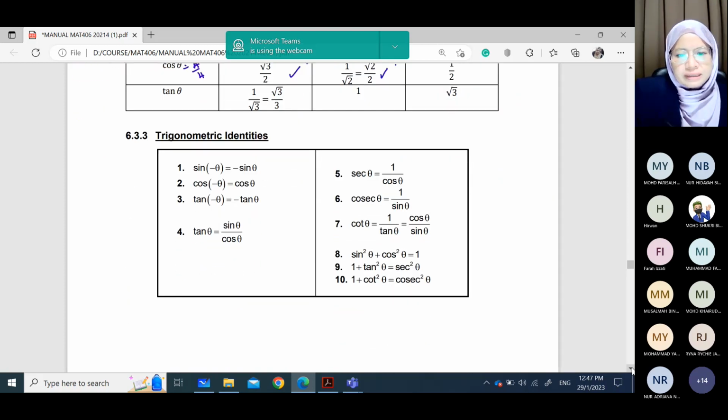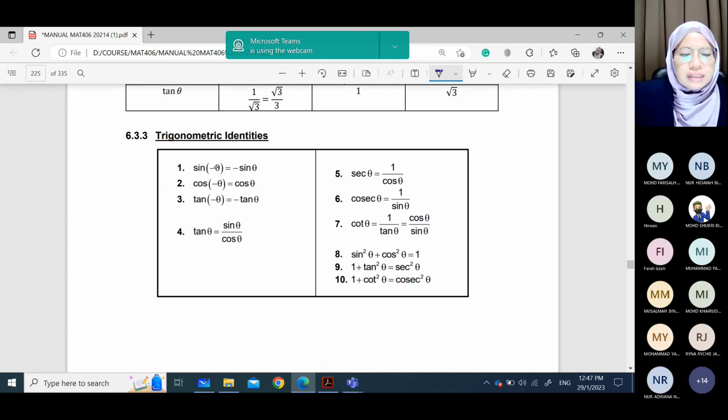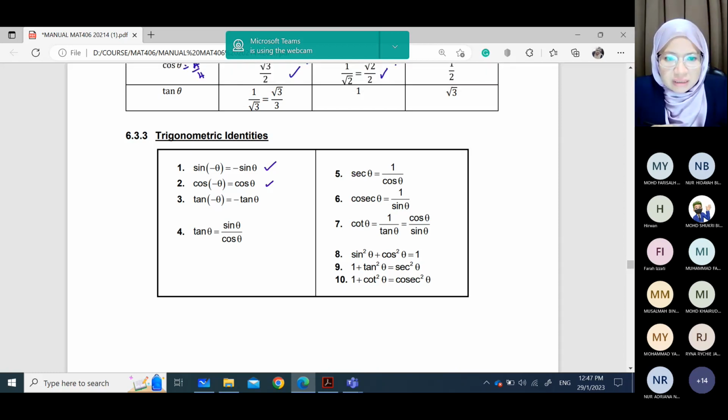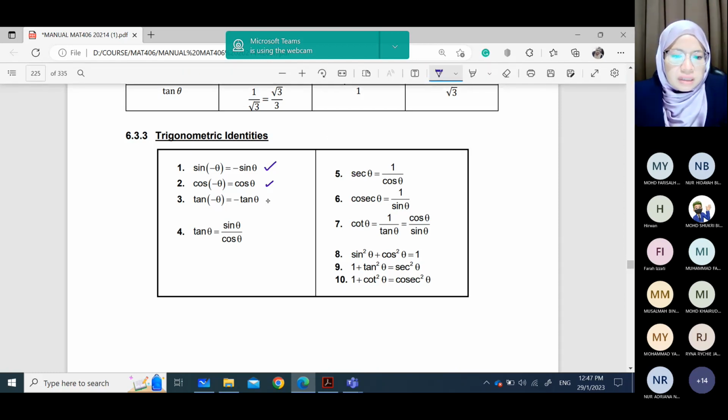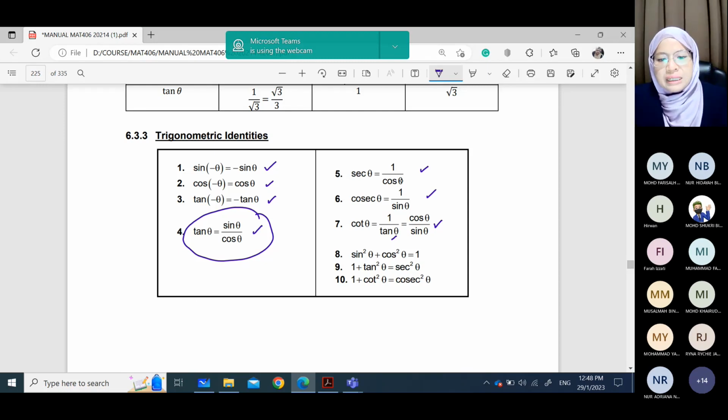Okay, so ini adalah trigonometry identities yang kita perlu tahu. Untuk sin negative theta, it is equivalent with negative sin theta. Cosine negative theta, it is about cosine theta. So as always remember, theta is the angle. Tangent of negative theta is about negative tangent theta. So tangent theta is sin theta over cosine theta. Secant is about 1 over cosine. Cosecant is 1 over sin theta. Cotangent is 1 over tangent theta, and it is also equivalent with cosine theta over sin theta.